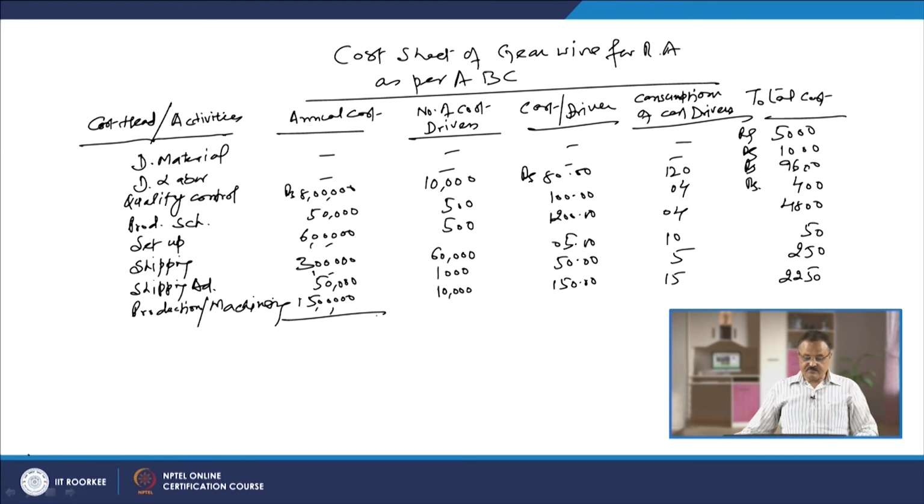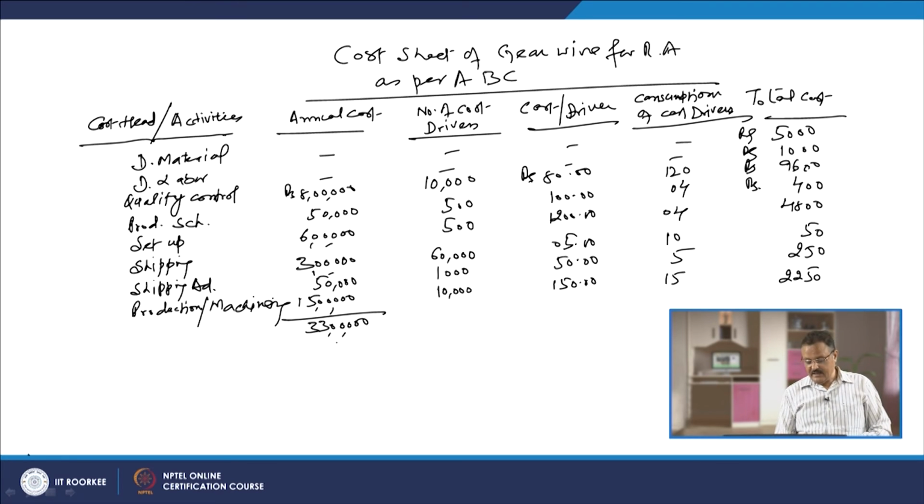33 lakhs. So, we have to take care: the total cost given to us was 8 lakhs. This production scheduling is 50,000, then the setup cost is 6 lakhs, and then shipping is 3 lakhs, and then we have the cost of these shipments. This shipping administration is 50,000 rupees, and production machining depending upon the machine hours. So, the machining cost is 15 lakhs. So, 15 and 8 is 23, 23 and 6 is 29, 29 and 3 is 32, 32 then 50 plus 50 is 33. So, this cost works out as a total cost of 33 lakhs.